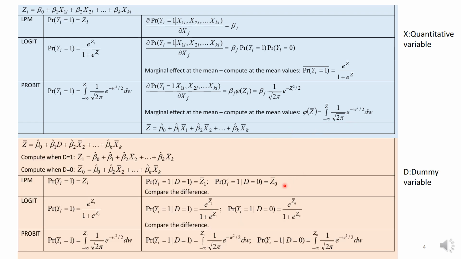For your dummy variable case, as we said before, what you want to do is compute the probability of y equals 1 when d equals 1 and the probability of y equals 1 when d equals 0. So you compute this at the mean values of all your other explanatory variables except for your dummy variable over here. Okay, so for your logit as well as for your probit. Okay, so this is basically the summary of what we have before.